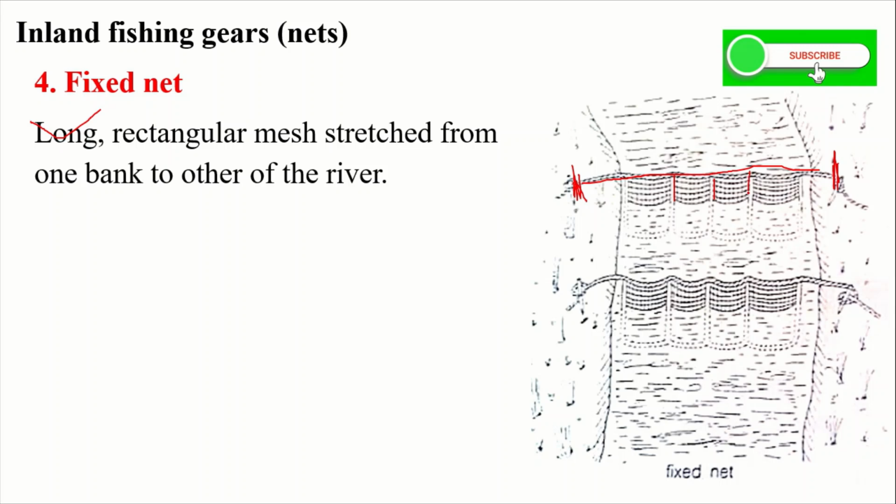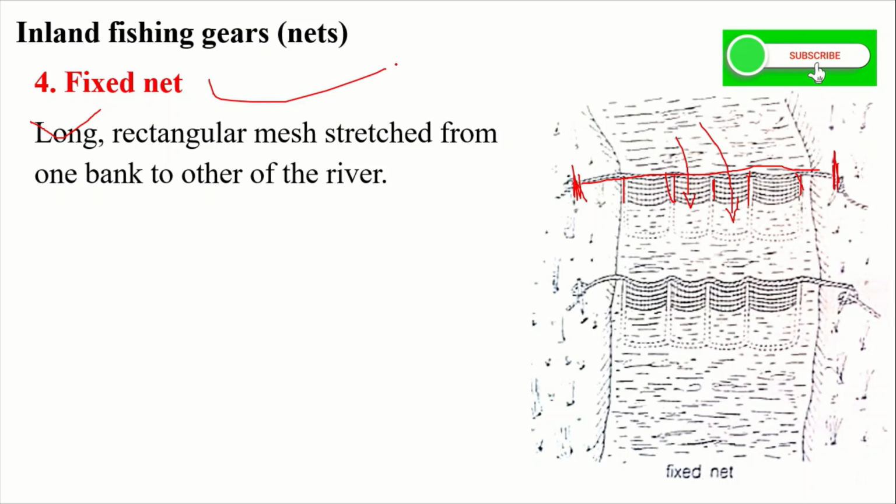With the help of those bamboo sticks, this net is fixed on the river, and there are supportive bamboo sticks in this net, due to which the net remains in a vertical position. Fishes that swim through this area or approach this net can be caught or entangled in this type of fixed net.